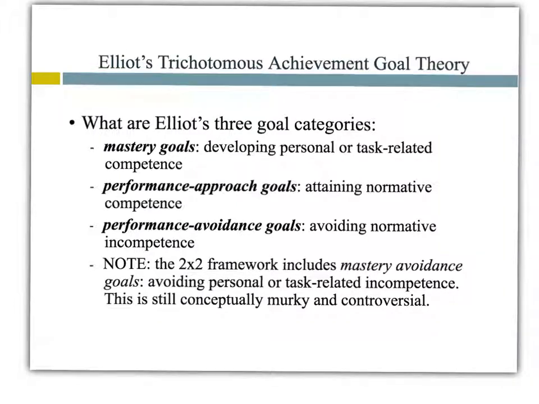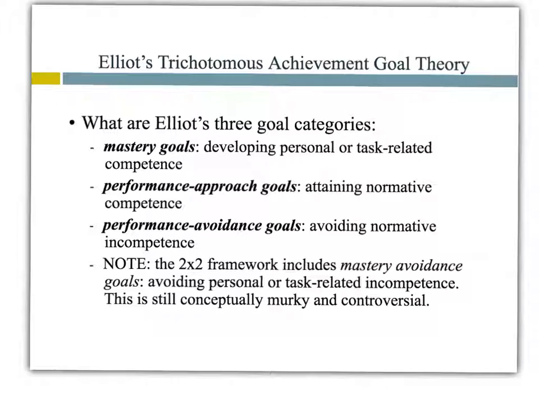The first is mastery goals. This is developing personal or task-related competence, just as you would see in Dweck's. However, where you really get the distinction is with performance goals. These can be seen as performance approach goals, which is attaining normative competence, trying to look good in front of others or trying to gain some kind of positive evaluation, versus performance avoidance goals. This is avoiding a normative incompetence.